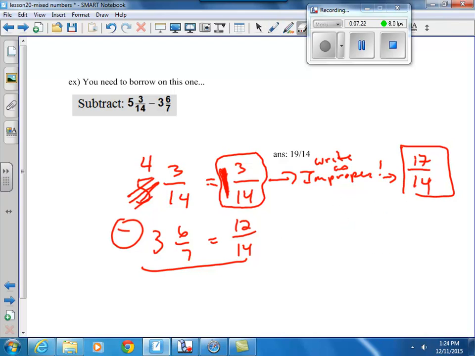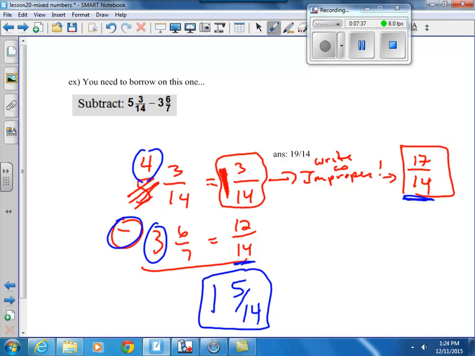See, now I can do the math. 17/14 minus 12/14 makes 5/14. And 4 minus 3 makes 1. So now you see we have the answer 1 and 5/14, but I have the answer listed as 19/14. Either one of those is fine. 19/14 is obviously the improper fraction. And this is obviously the mixed number. Okay? I would accept either one of those, improper or mixed.